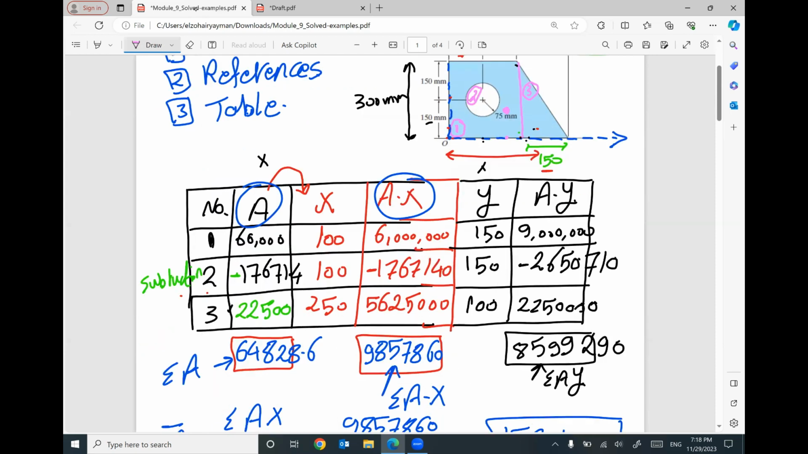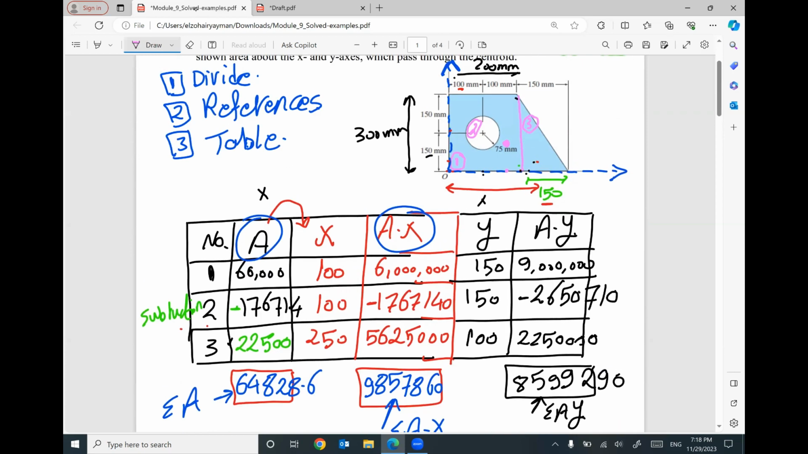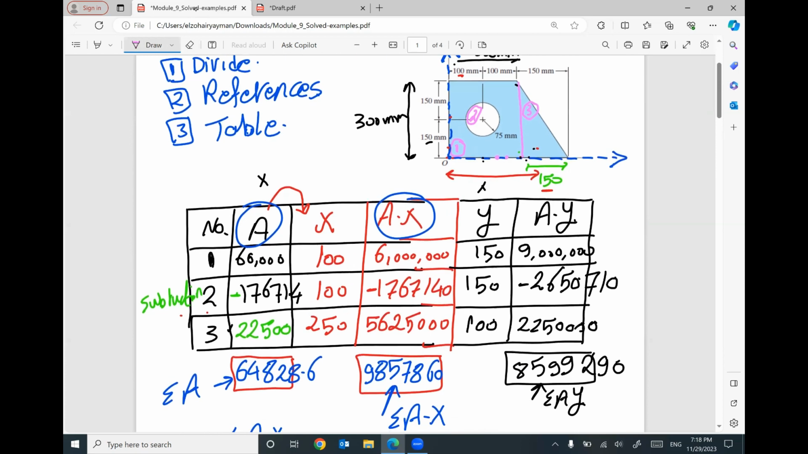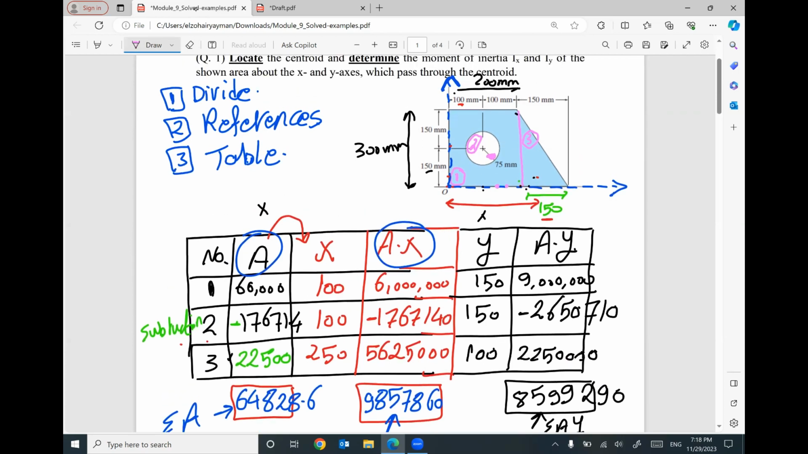Let me check. You said 152. I think 152. If you move horizontally 150, it will be here, just a little bit here. And then if you move vertically 132, I think it will be here, something inside the circle, probably. So this is the centroid. I'm not asking you to locate it accurately, but at least approximately.